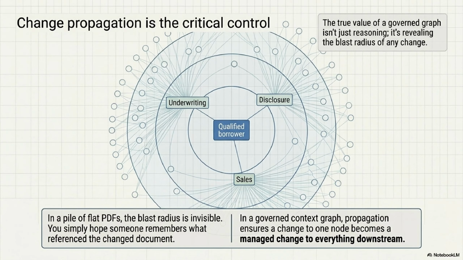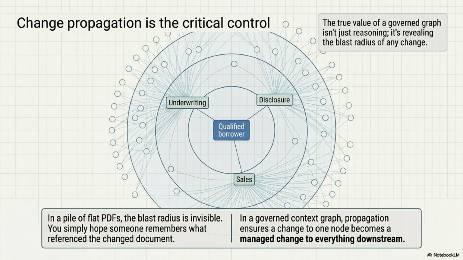Remember episode 3, the value of the graph is in the edges, the relationships. Well, the edges aren't just for reasoning, they tell you what's downstream of any change. Go back to our qualified borrower change. The edges show its blast radius, the underwriting procedure, the disclosure language, the sales playbook, and whatever else has quietly come to depend on it.